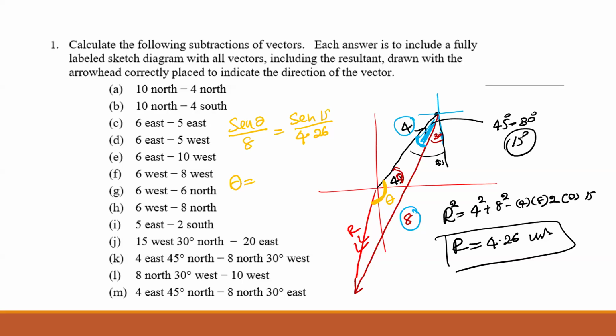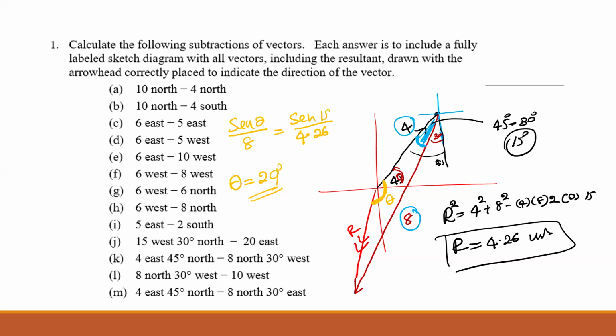So sine inverse, I got 29 degrees. Do you get the same? I got the same as you. Yeah, got the same. 29 degrees. So that means it's not happening this way.